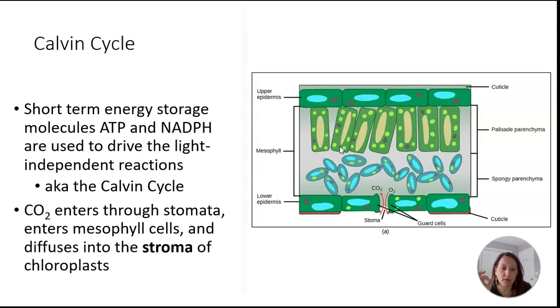And so remember again, in the chloroplasts, the light-dependent reactions take place first. And again, those produce ATP and NADPH. And then following that, we will have the light-independent reactions. And so the light-independent reactions are also known as the Calvin cycle. And so that's why at the top of this slide, you see Calvin cycle.